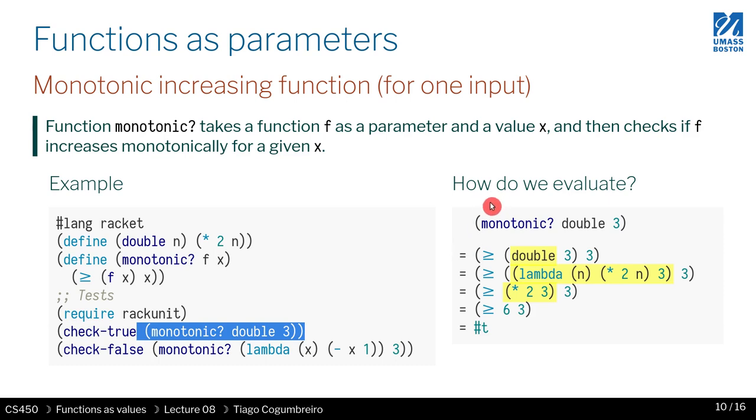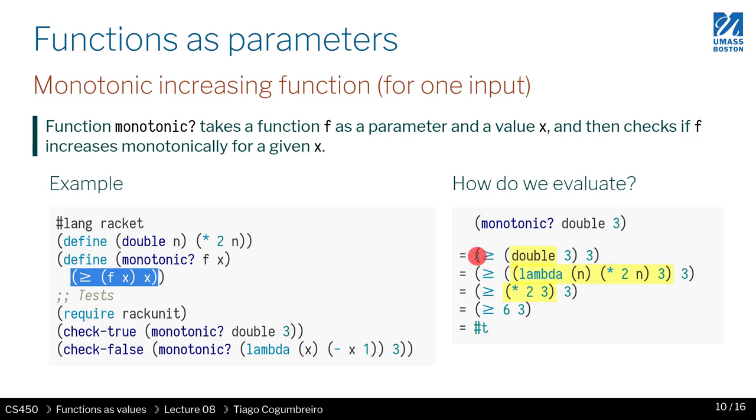I'm actually going ahead and showing you how the evaluation works. What the evaluation does behind the scenes, if you have monotonic of double, is return the result of the function definition. That's why we have this here. And we replace f by the first argument and x by the second argument. So that's why you have f of x and then x here. That's why you have 3.